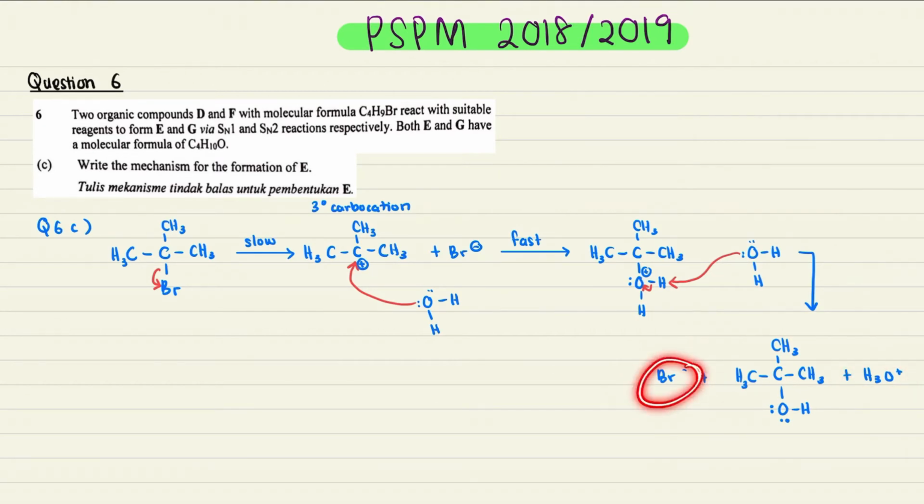Okay, where does this Br minus come from? From earlier. It is always there; once it is formed, it is always there. Alright, so that is all for the mechanism for the formation of E.